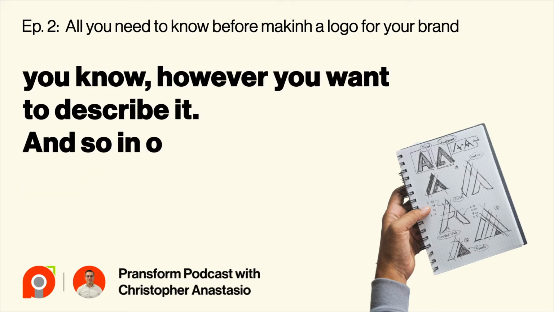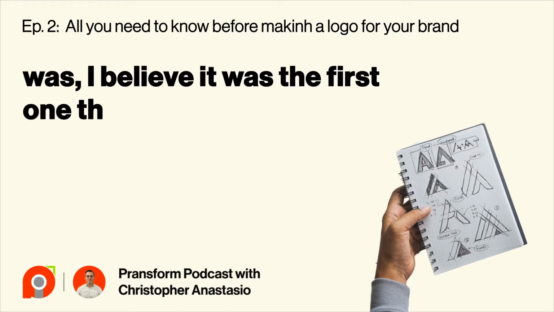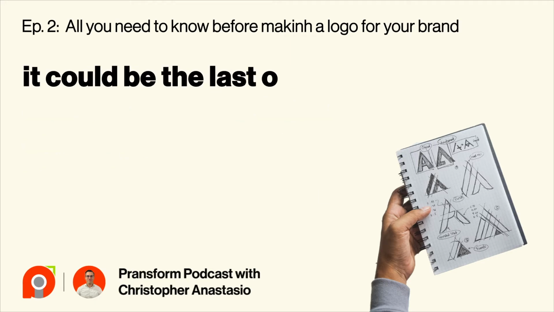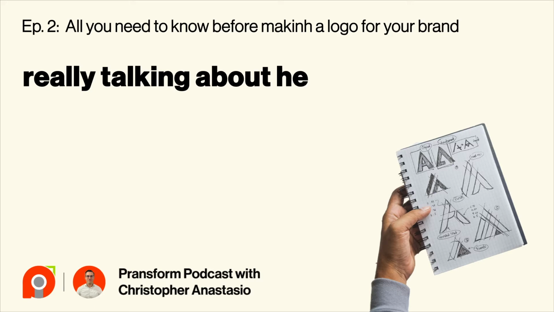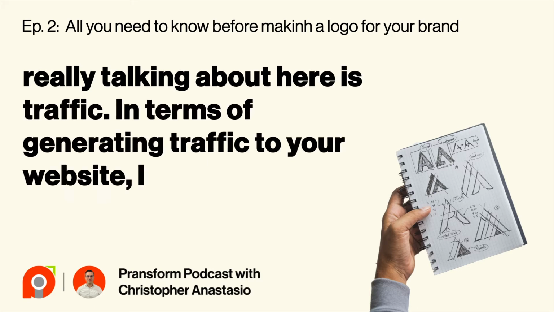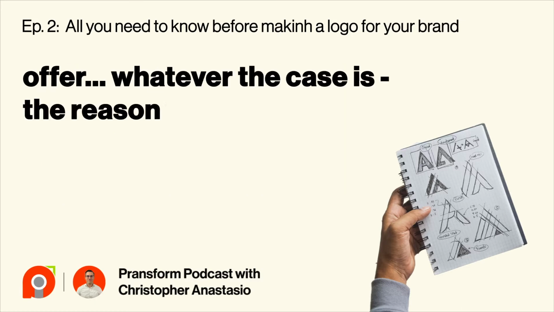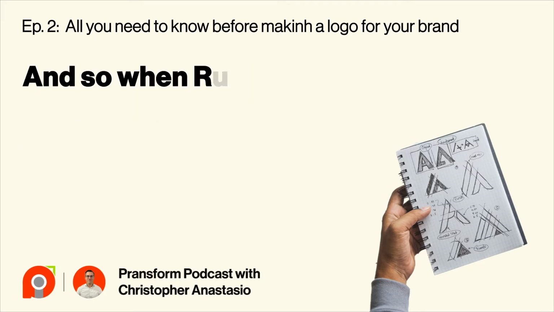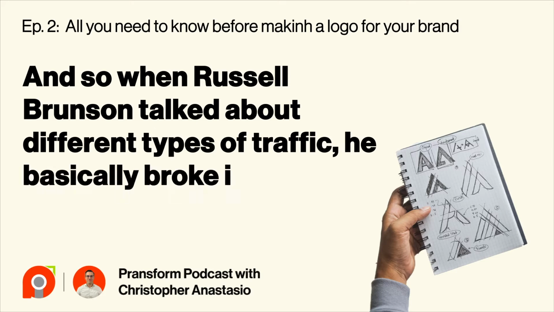And so in one of those books, I forget which one it was, I believe it was the first one that he wrote, but it could very well, actually, now that I think about it, it could be the last one he wrote, because the last of those three was Traffic Secrets, and what we're really talking about here is traffic. In terms of generating traffic to your website, landing page, offer, whatever the case is, the reason you're doing the email marketing. And so when Russell Brunson talked about different types of traffic, he basically broke it down into 3 categories.